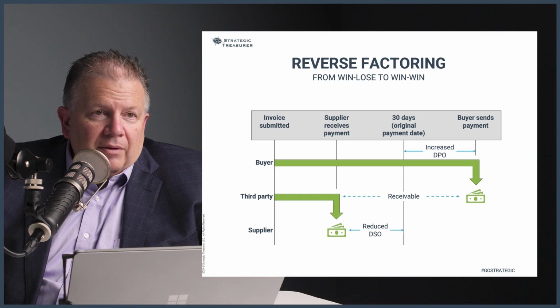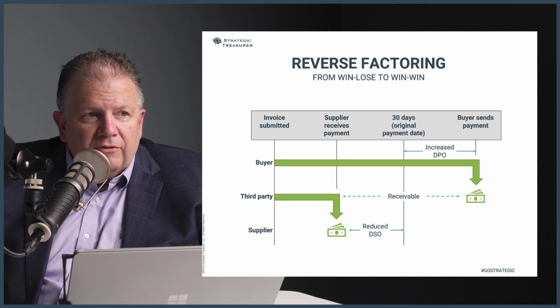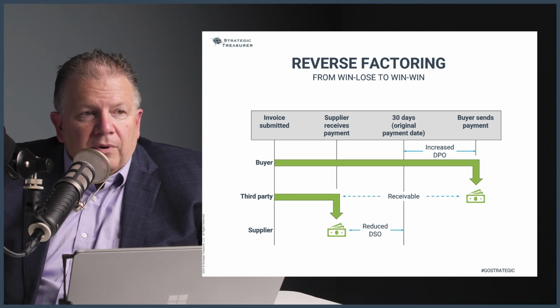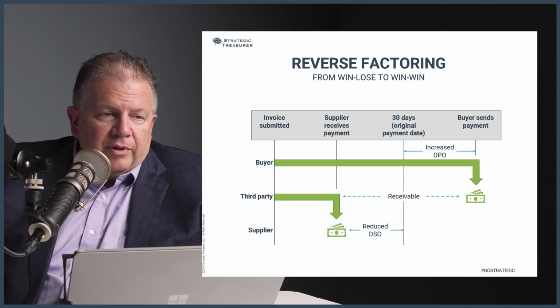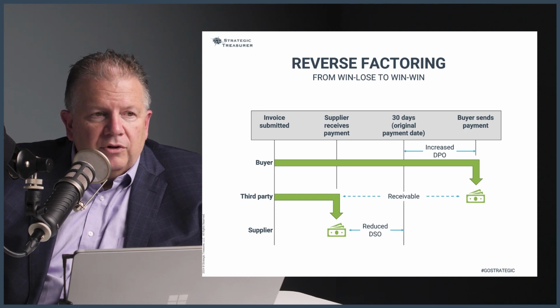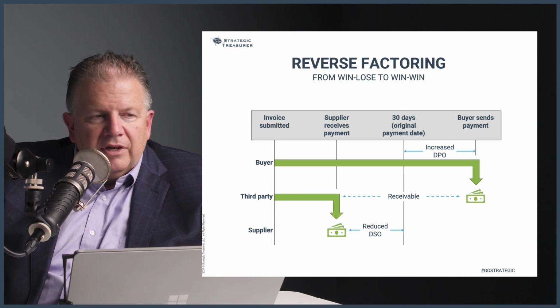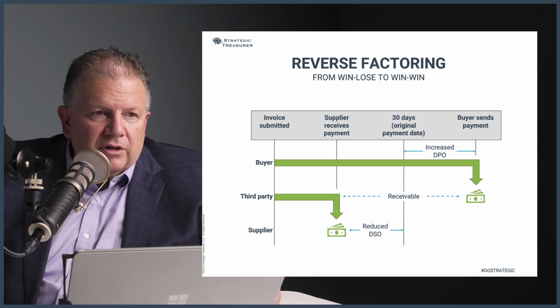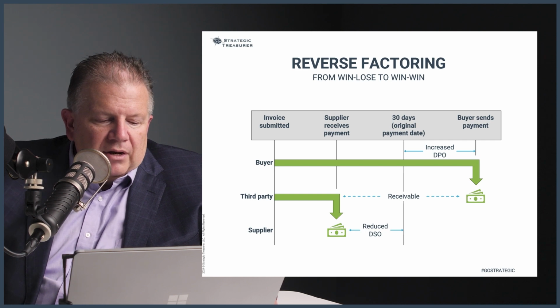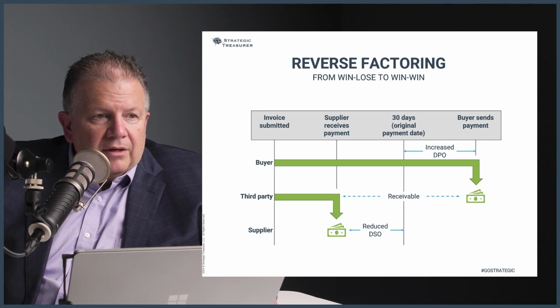The buyer's still sending payment, but they're sending it to the third party. You can see that on the chart from left to right. The third party is paying the supplier earlier, and this might be after a few days. So the reverse factoring means the supplier sells it and pays earlier. Usually, let's say there's a 3% difference, right? You get paid sooner, but you don't have all this money sitting out, not knowing when it's going to come in, and not being exposed to it.